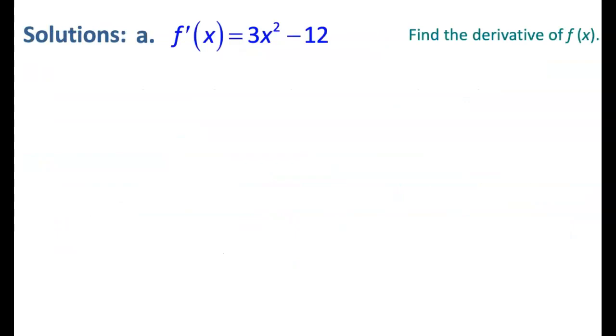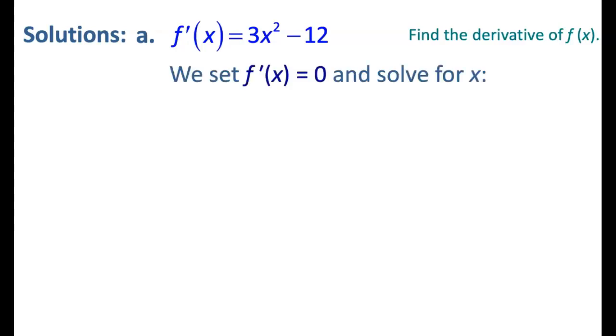First, we find the derivative of the function, and it was 3x squared minus 12. Hopefully you found that. All right. So in order to figure out where that first derivative equals 0, in other words, the slope of the tangent line is equal to 0, we just set f prime equal to 0. So 3x squared minus 12 equals 0.